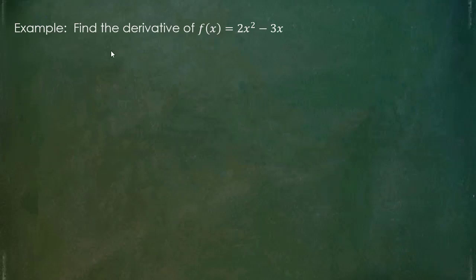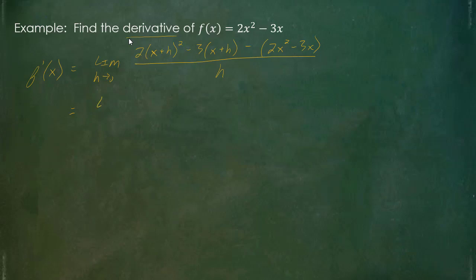Now let's go ahead and try an example that simply says find the derivative of this function. Again, it is in function notation, so I'll go ahead and utilize the f prime notation for it. So f prime of x is going to be equivalent to the limit as h approaches 0 of 2x plus h quantity squared minus 3 times x plus h, then minus the original function, 2x squared minus 3x, and then all of that being divided by h.